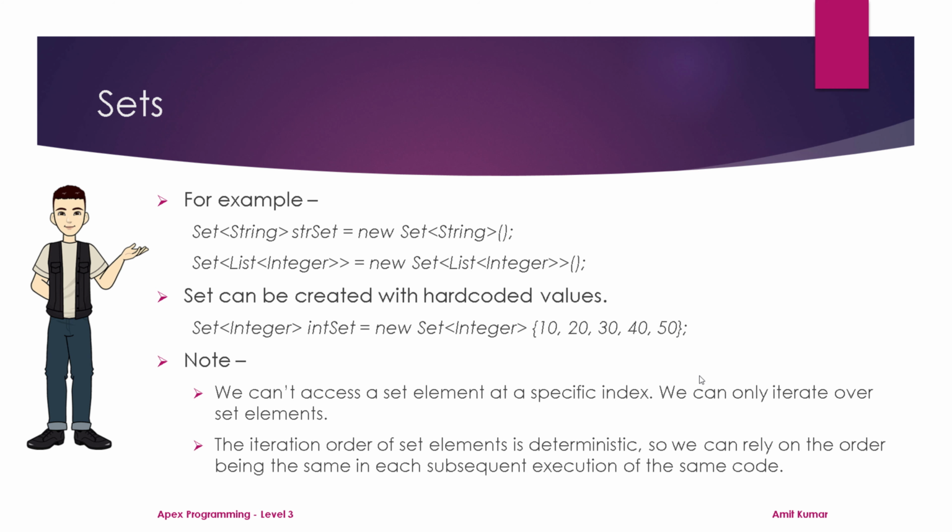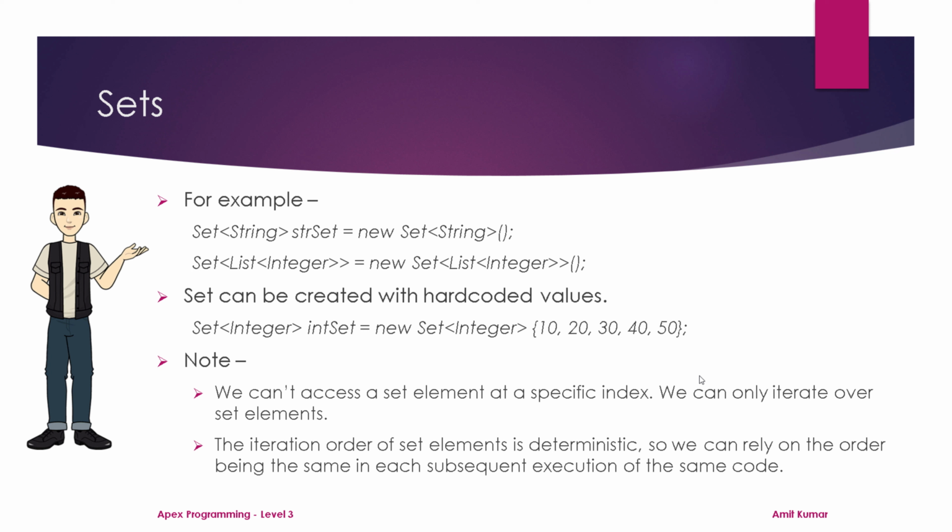Now point to note here is we can't access a set element at a specific index. We can only iterate over set elements. Now iterating or looping over elements is something we will discuss after discussing loop control structure. But we can't access set elements with indexes just like we were doing with a list.